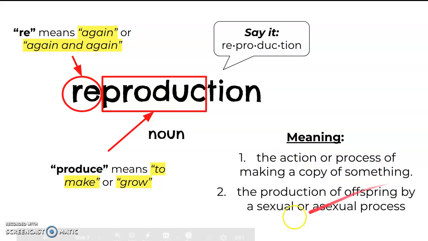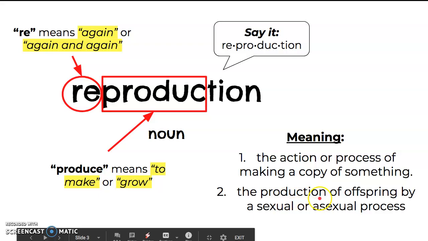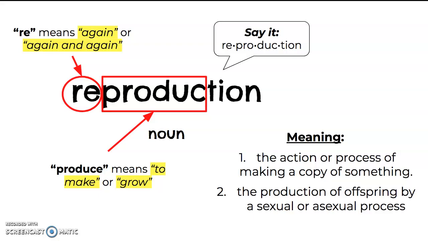And number 2, the production. That means to make or grow offspring by a sexual or asexual process. I misread even what I wrote. So there's sexual reproduction and asexual reproduction. Okay, so this is just one word here, and this is just one word over here as well. And we're not going to talk about it yet, but some important things to think about are offspring, sexual, and asexual. Are there any words here that you have never seen before or are interested in or have questions about?